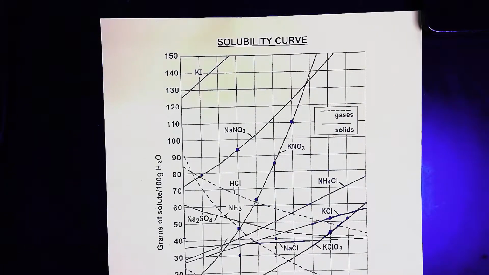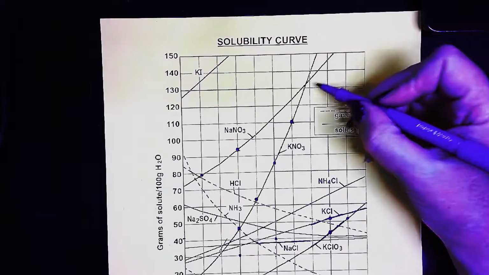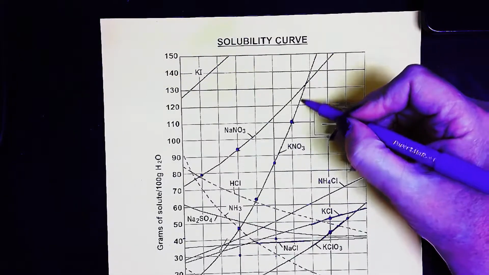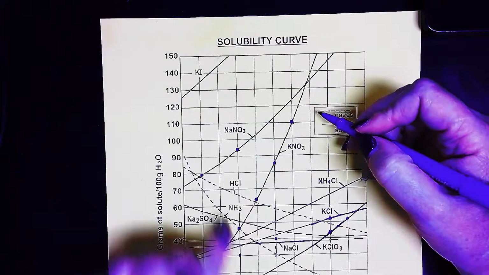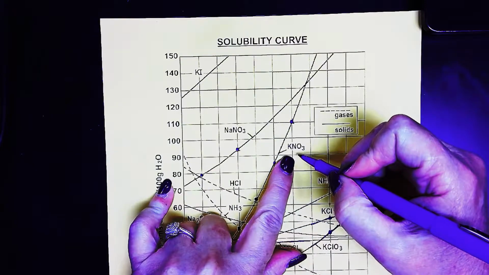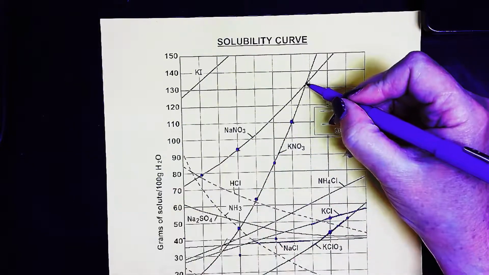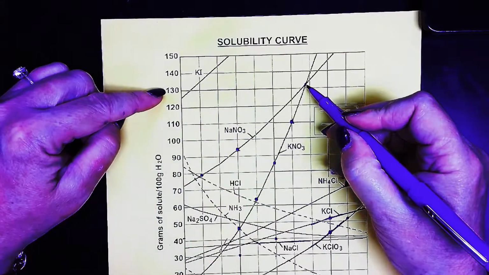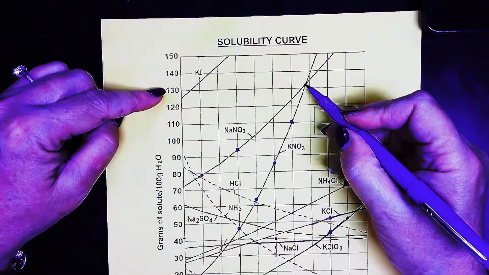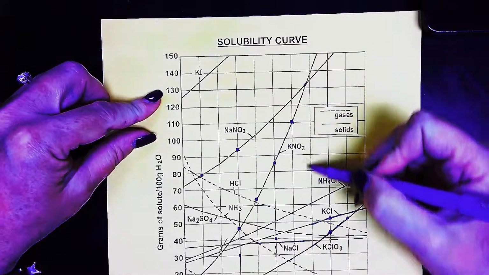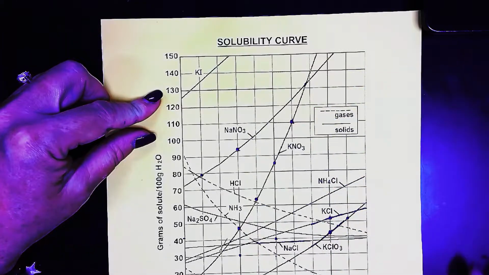So if you think about this, what we're going to be looking for is the point on the graph where two lines cross. So for this example, if I were looking for NaNO3 and KNO3, I would look at where those two lines crossed each other, and that would be the place where they were equally soluble. So we would look at the temperature and we would say, about 68 degrees.